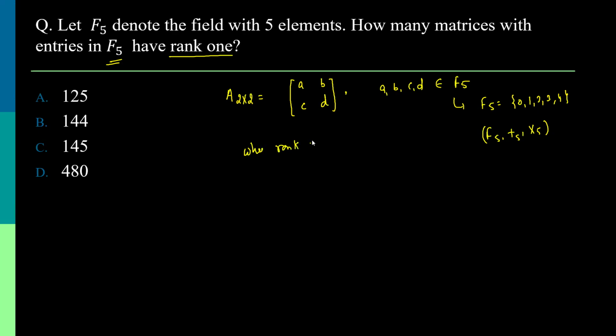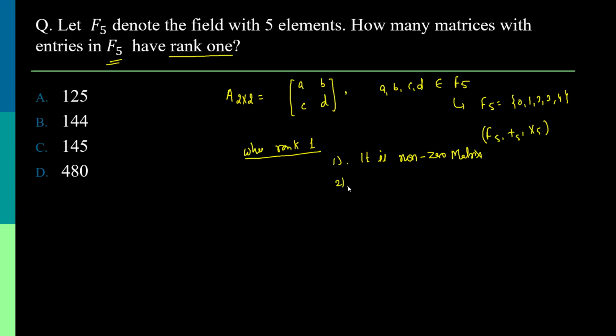That means satisfying this condition, A, B, C, D come from F5 and the matrix will have rank 1. Having rank 1 gives you an idea about two things. The first thing is that the matrix is a non-zero matrix. Why is it a non-zero matrix? Because if it is 0, the rank will come out as 0.